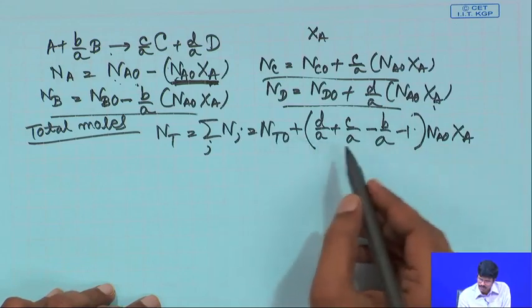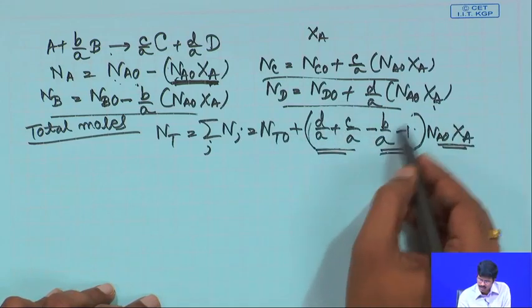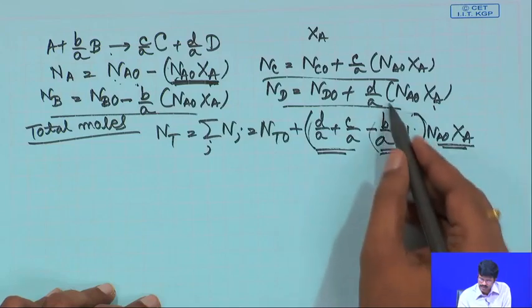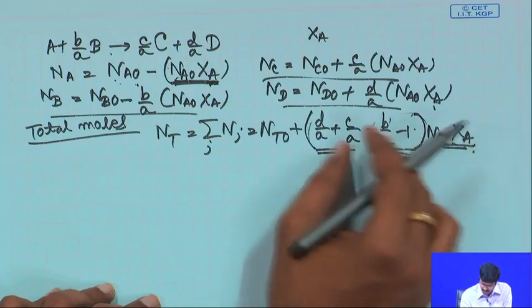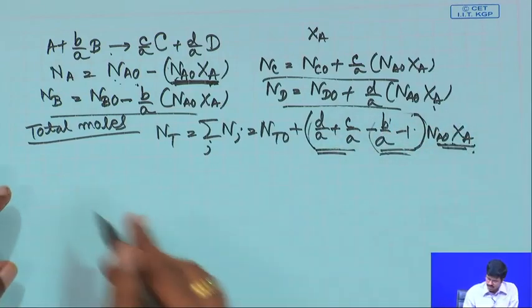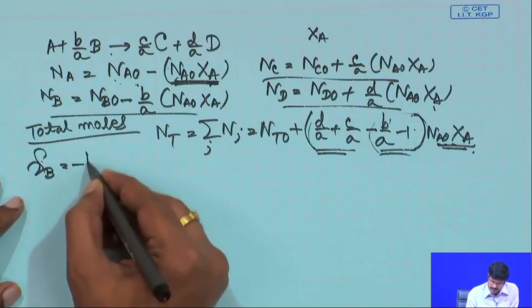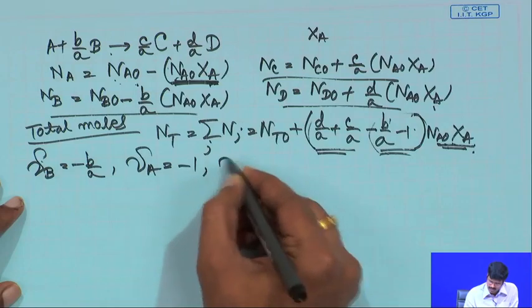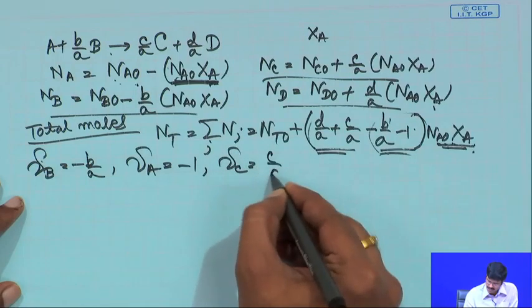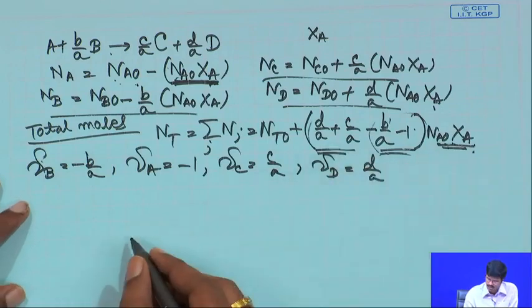So, this is the total moles of product formed, this into this, and this is the total moles of reactants consumed. Total moles of reactants consumed is B by A into Na0 Xa plus Na0 Xa consumed. So, this is the subtract. Your stoichiometric coefficient of B is minus B by A, of A is minus 1, of C is C by A, and the stoichiometric coefficient of D is D by A. These are nothing but stoichiometric coefficients.